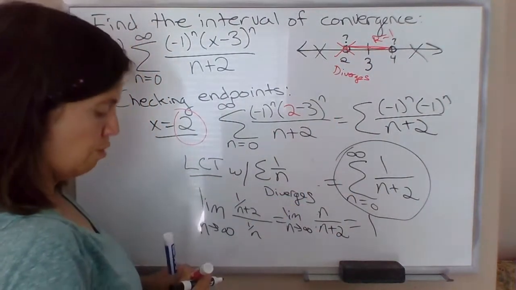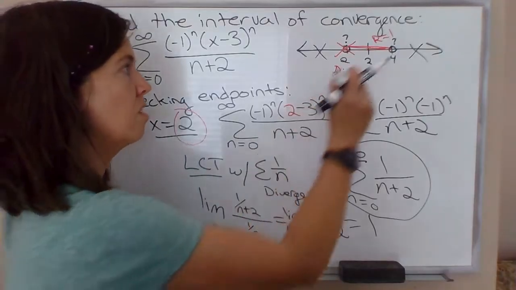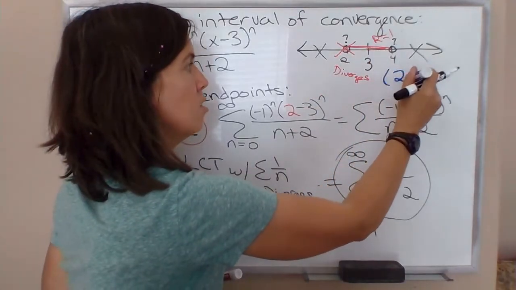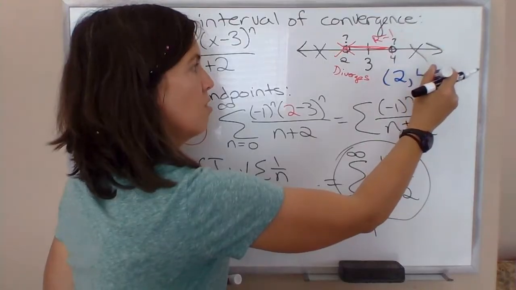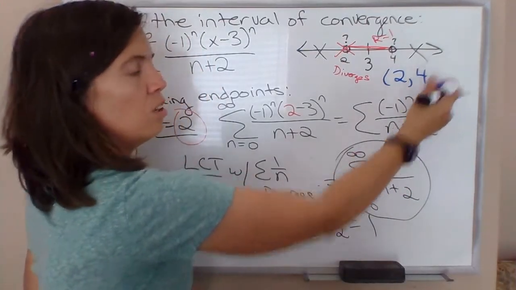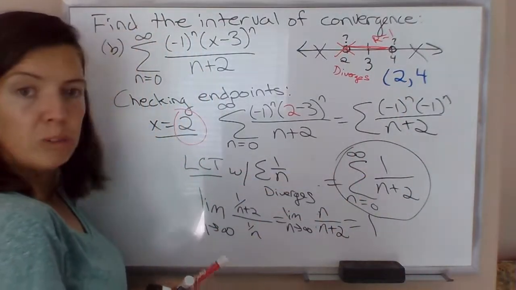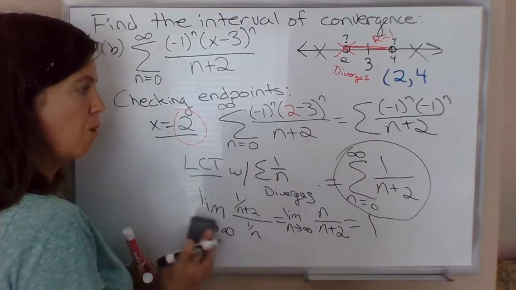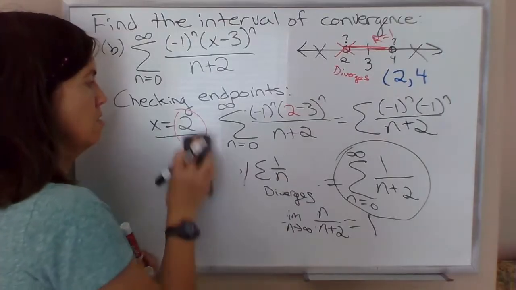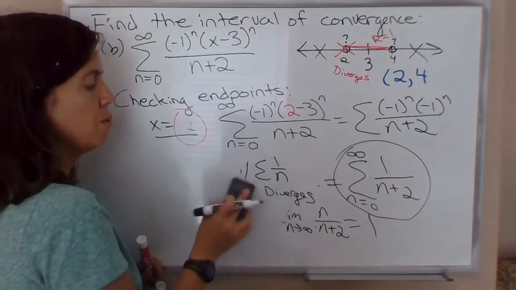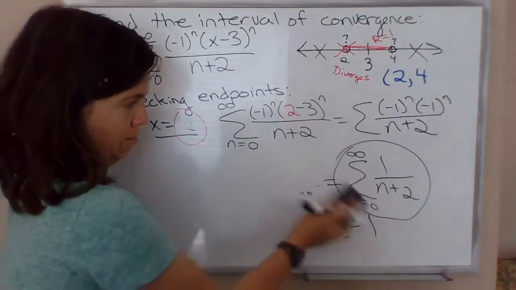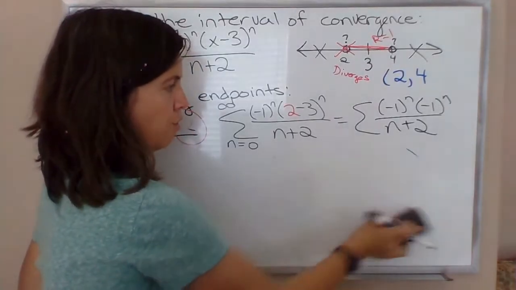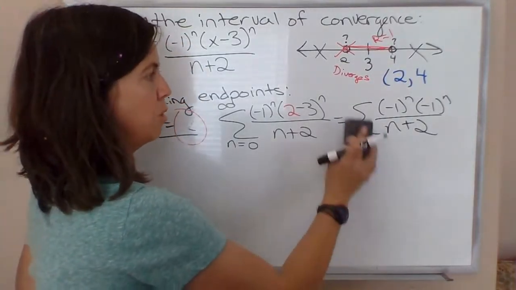So for the interval of convergence, what we know so far is it's going to go up to 2 but not include 2. On the other side, it's going to go up to 4. Now we just need to know, is it a bracket or a parenthesis at 4? Should we include 4 or not include 4? So we need to check that endpoint. So I'm going to erase this, and this is the one last bit. These problems are very long when you're finding the interval of convergence and you end up having to test endpoints.